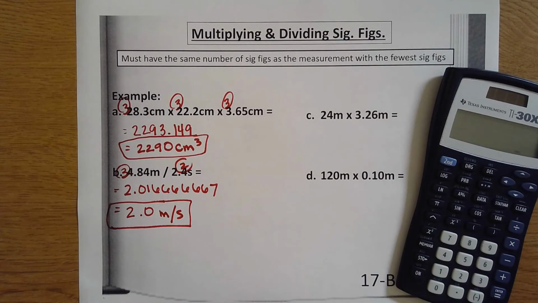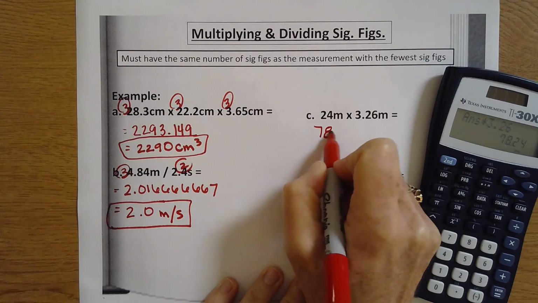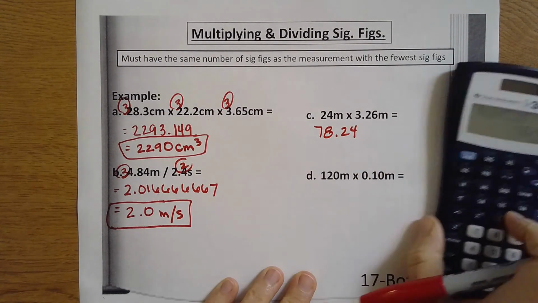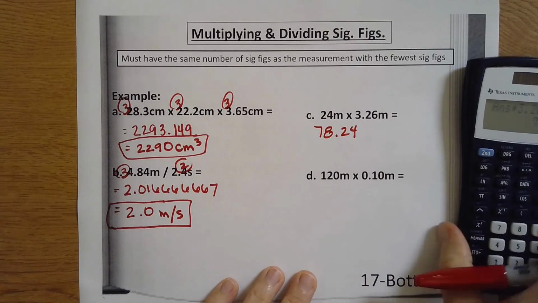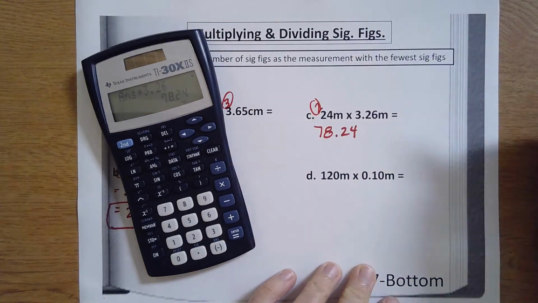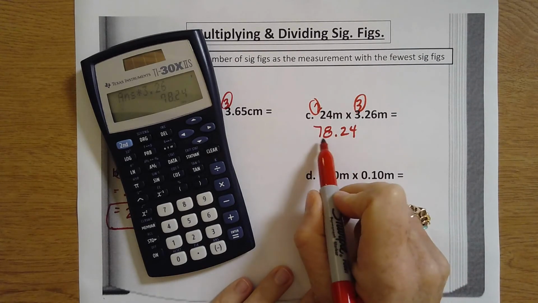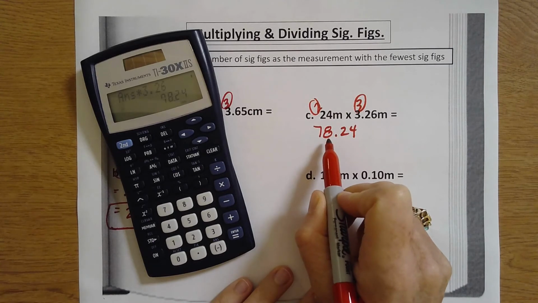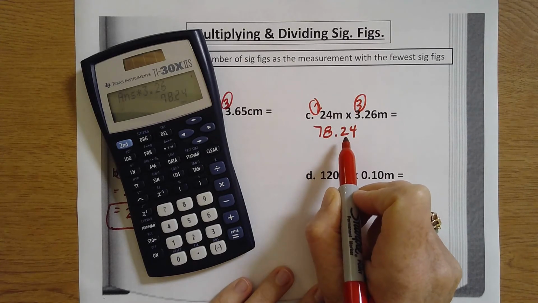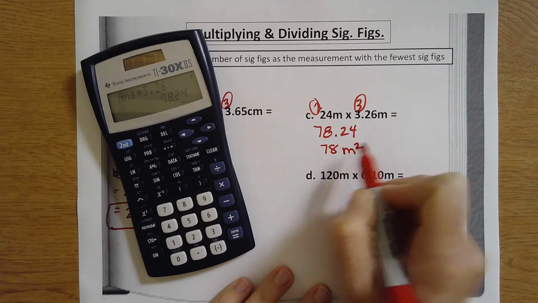Here's example C, 24 times 3.26, and I get 78.24. Again, that's what my calculator is giving me. I'll put that over here. And these are all non-zeros. There's 2 significant digits in 24, and there's 3 in 3.26. That means I can report 2 only. So I'm going to report the 7, 8. And before I make a decision about the 8, I have to look here, and this is a 2. It's less than 5, so the 8 stays as is. And a meter times a meter is a meter squared.